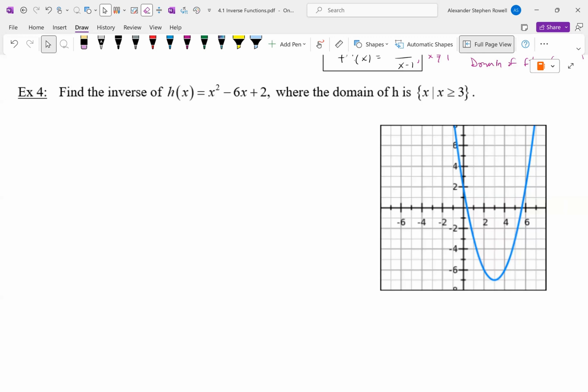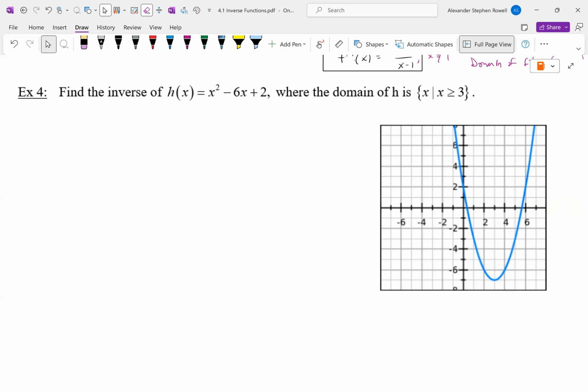Is x squared minus 6x plus 2 a function? Ask the vertical line test. Is the inverse a function? No, it fails the horizontal line test. Is the inverse a relation? Yes, a relation is any collection of ordered pairs. So the inverse is a relation.